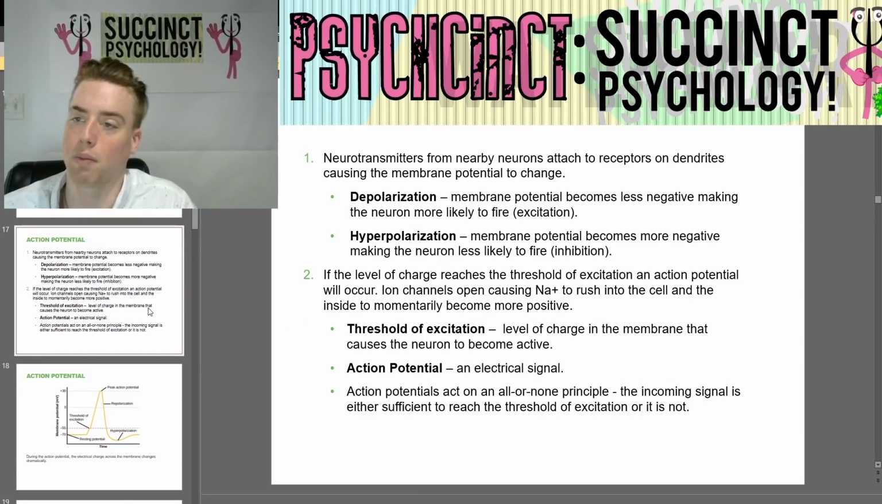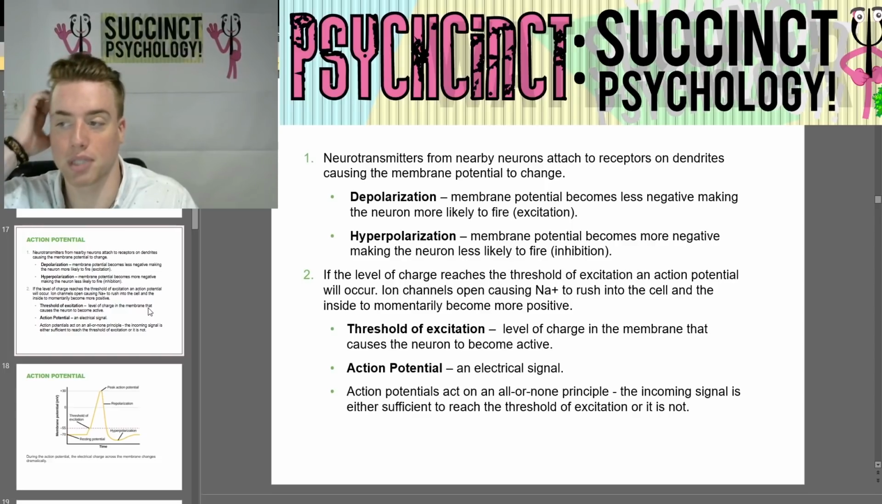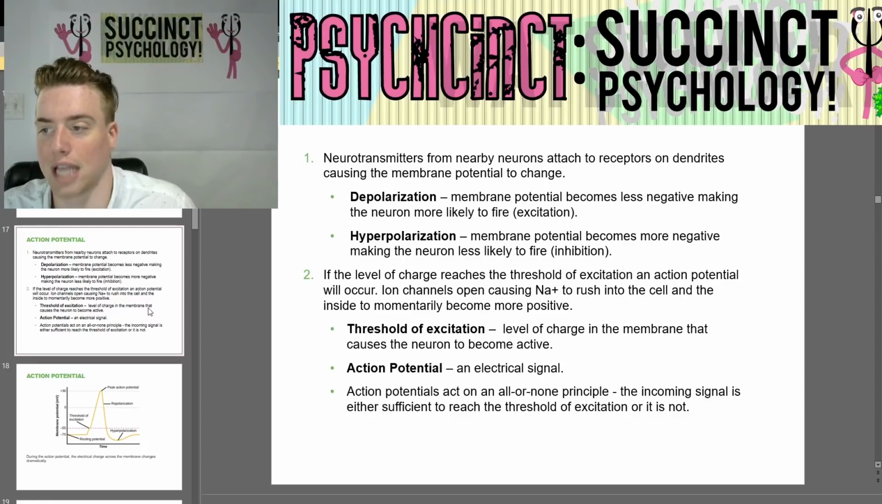So going on, we have action potential. Neurotransmitters from nearby neurons attach to receptors on dendrites, causing the membrane potential to change. Depolarization is when the membrane potential becomes less negative, making the neuron more likely to fire, which is called excitation. Hyperpolarization is when the membrane potential becomes more negative, making the neuron less likely to fire, which is inhibition. Excite, more likely. Inhibit, less likely.